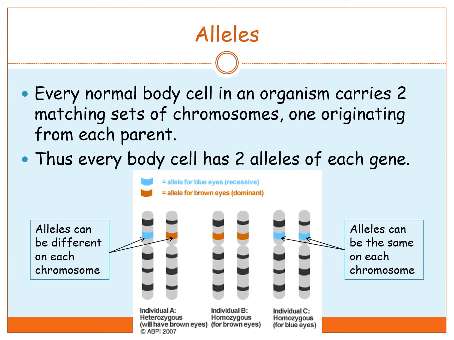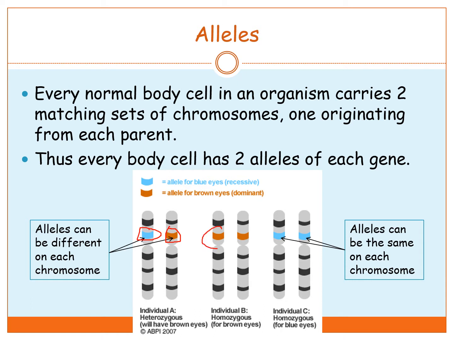Every normal body cell in an organism carries two matching sets of chromosomes, one originating from each parent. Thus, every body cell has two alleles of each gene. Alleles are located at the same position on a chromosome. Alleles can be different on each chromosome or they can be the same. So we've got individual A, and we've got two different alleles for this one, one for blue eyes and one for brown eyes. The person will have brown eyes because brown is the dominant characteristic.